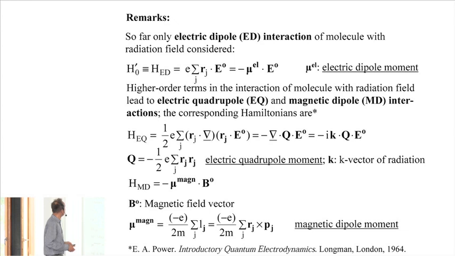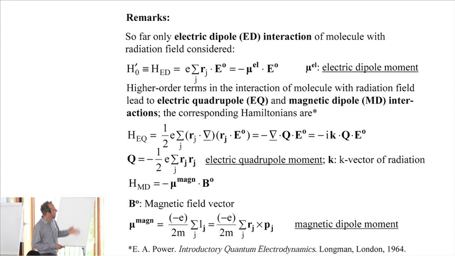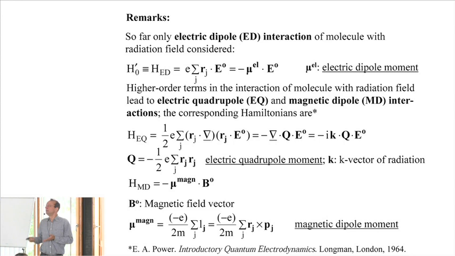Yeah, so far, and Frank really wanted to put me in that remark. So far, we have only considered electric dipole interaction of the molecule with the radiation field. So this is our perturbing operator. It's an interaction between the electric dipole moment and the electric field vector.